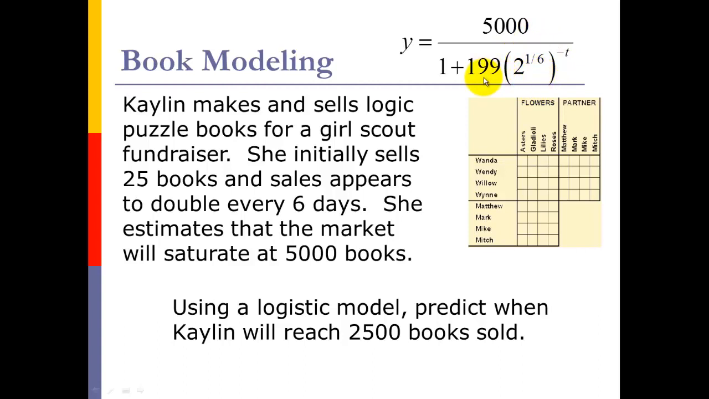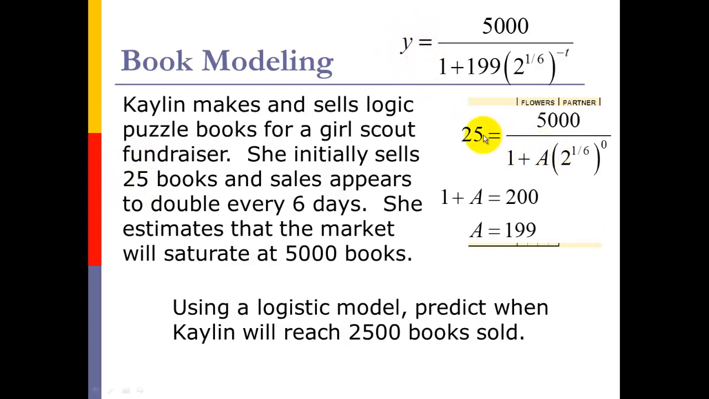And then where did this 199 come from? Well, we're looking at an initial value of 25. So I set 25 equal to the y, and then I've got 0 for my t value. When we do that, the 2 to the 1/6 to the 0 goes to 1. And then we have 1 plus a. I do a cross multiplication. So I bring the 1 plus a over to the left side, divide both sides by 25. That's where you're seeing this 200. And then subtract 1, and I got my a value. So that's basically what I've done here.